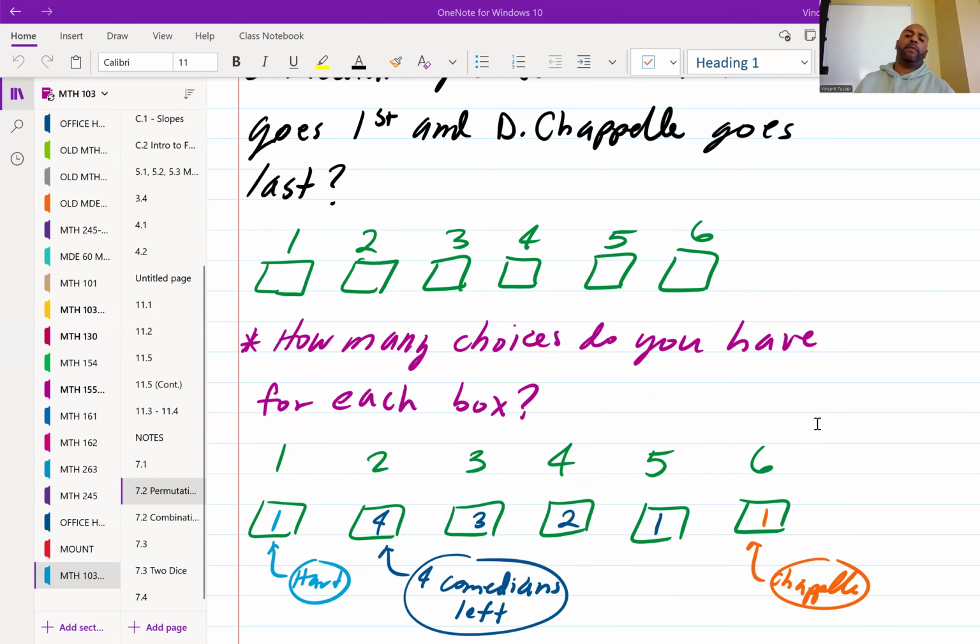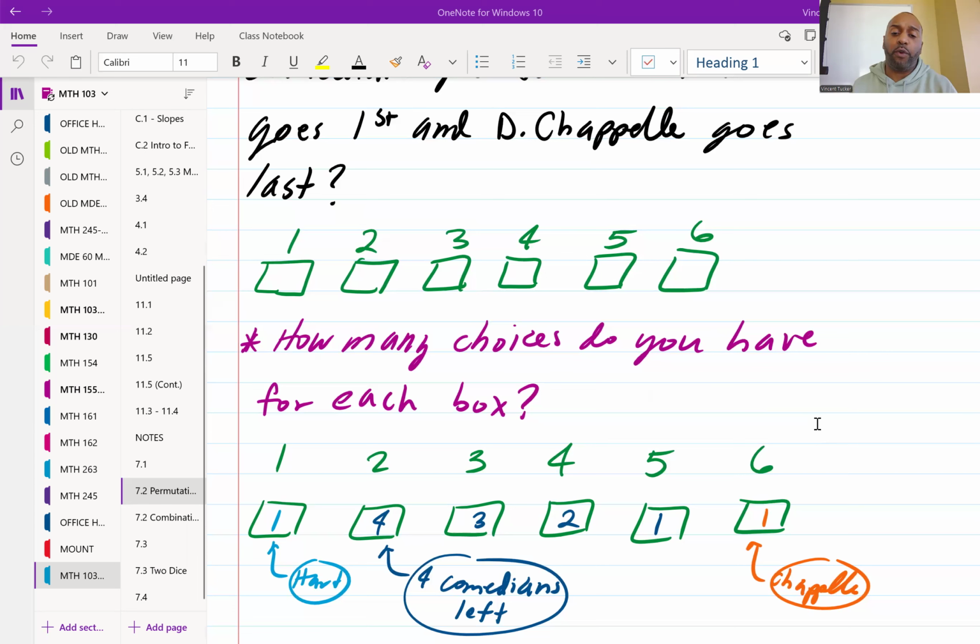All right, so once again, how many choices do you have for each box? Notice in the first box, we have one choice, that's Kevin Hart. And in the last box, we have one choice, that's Dave Chappelle. Those were the two stipulations that they gave us. Kevin Hart goes first, Dave Chappelle goes last. So we only have one choice in each case.